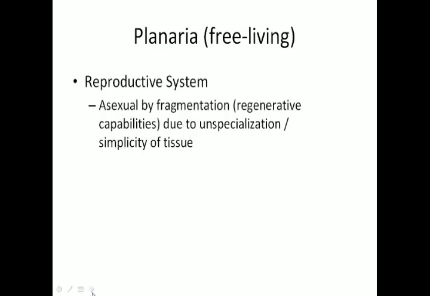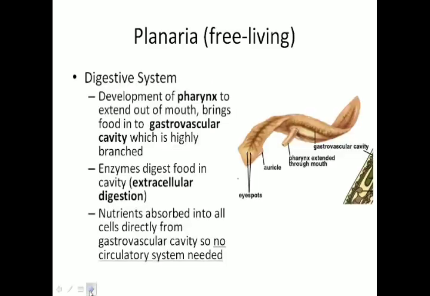Continuing on with the free living one, it can also reproduce by asexual reproduction, which is basically fragmentation. Pieces of it break off and it's able to regenerate into a new organism. The reason it does that is that it has unspecialized, simple tissue. Okay, pause that and write that down.